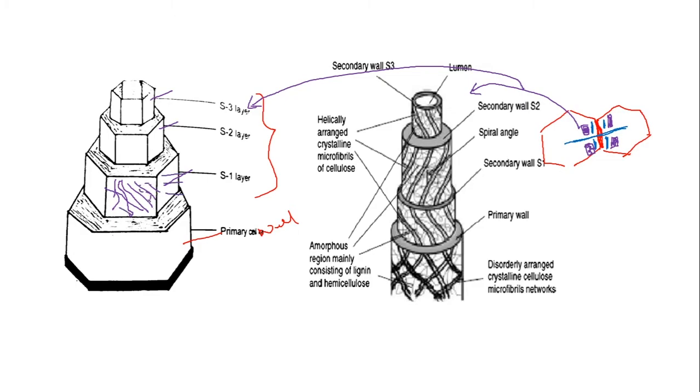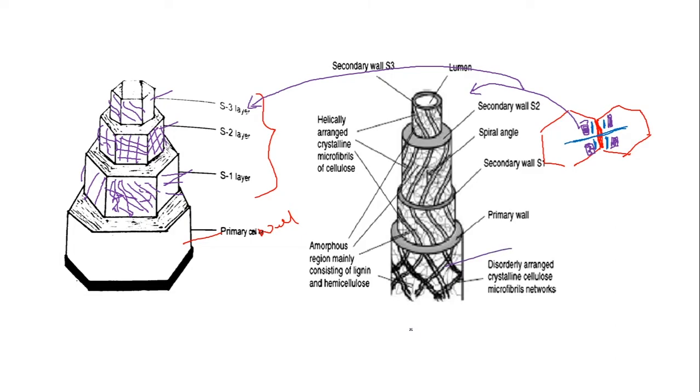They are embedded in the amorphous substance. And the secondary layer is like this in the S1 layer. In the S2 layer, the orientation pattern will be different; this is the orientation pattern in the S2 layer. Again, in the S3 layer, the orientation of the microfibrils will be different. That is how S1, S2 and S3 can be differentiated from one another. So this small thing is enlarged. This diagram also represents the same.